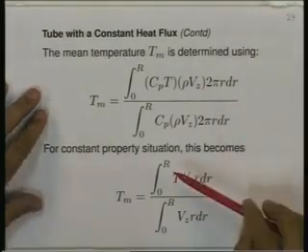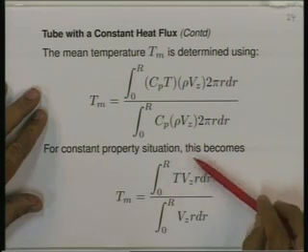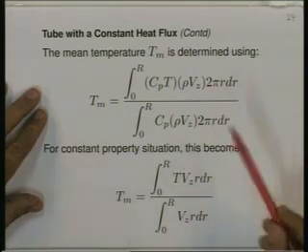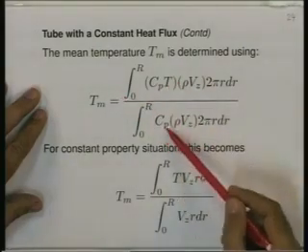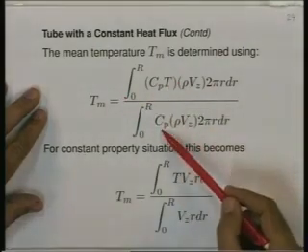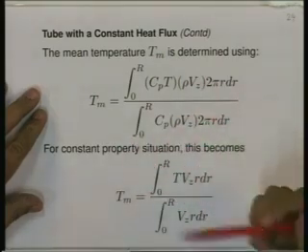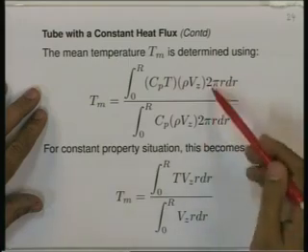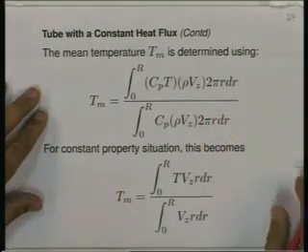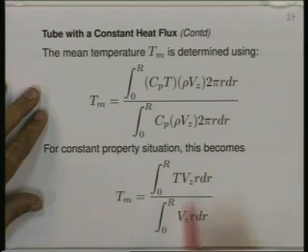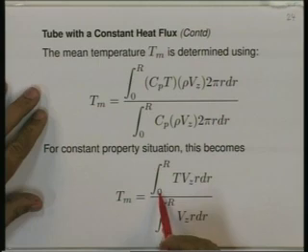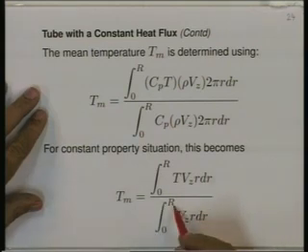We have a constant property situation, and in this situation this simplifies. Cp is constant, so it comes out of the integral sign in the numerator and denominator, gets cancelled out. Density is also assumed constant, so that also gets cancelled out. Also 2 pi is a common factor in the numerator and denominator. So the mean temperature, the final expression turns out to be integral from 0 to capital R T Vz r dr divided by integral 0 to capital R Vz r dr.